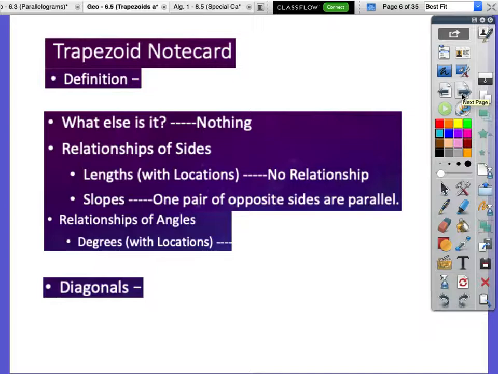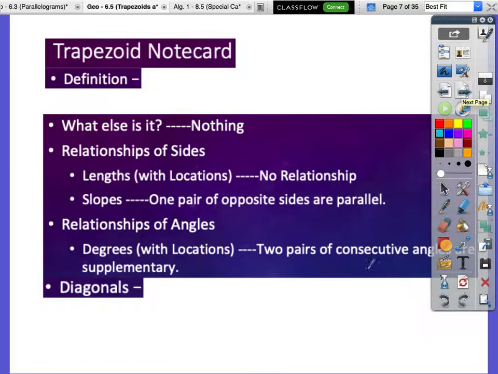Relationships of angles. What do we know about this? There's no relation. Two consecutive angles are supplementary. So there are two pairs of consecutive supplementary angles, right? There are two pairs of that. So two pairs of consecutive angles are supplementary.